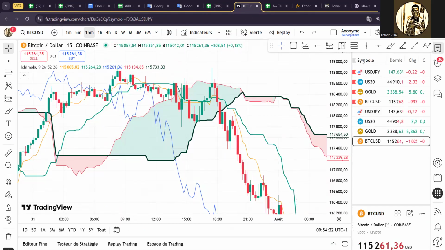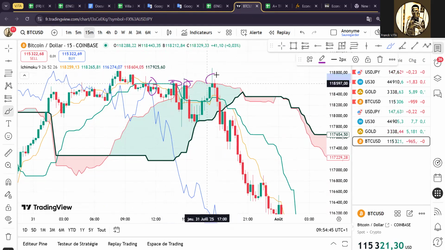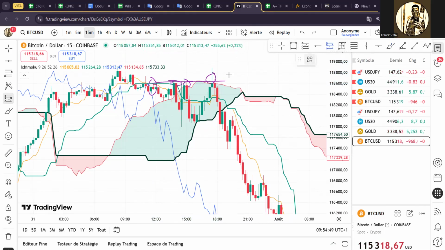Put in mind that you should have been entered in this trade. For example, at this fusion, you could have entered here. This skinny, you could have entered here. You could have also entered here. You could have just all entered here. There's nothing bad about entering at all of these positions.